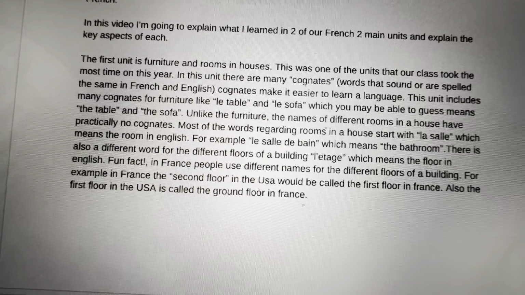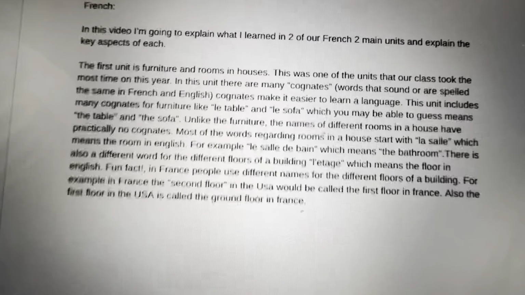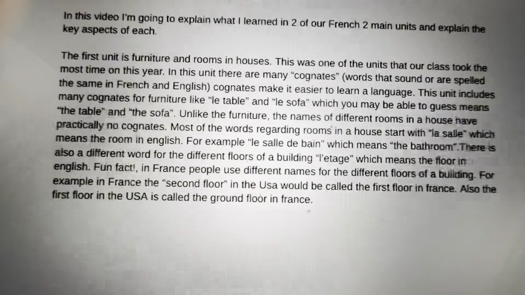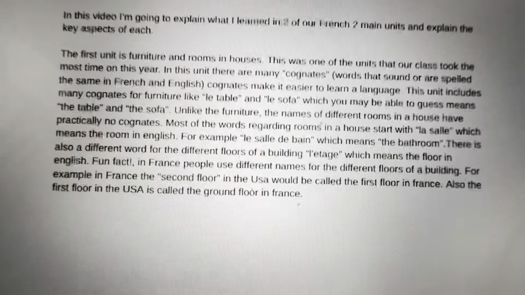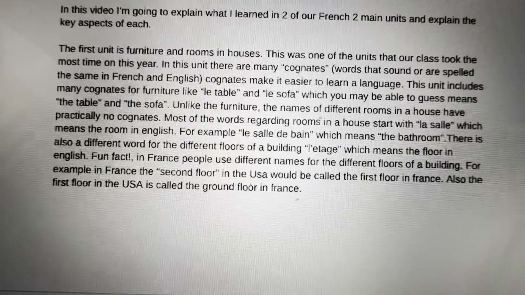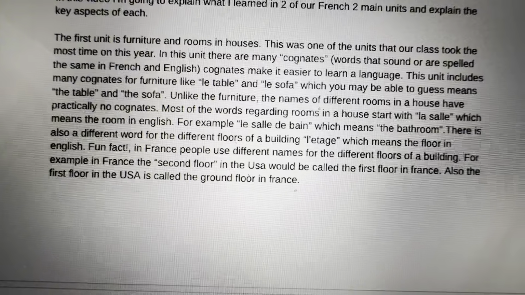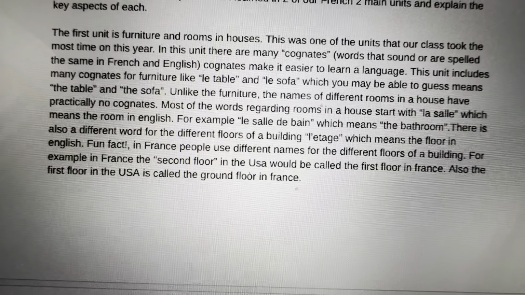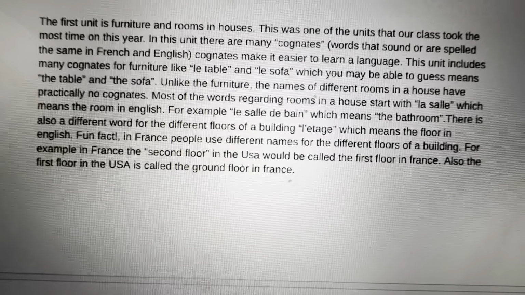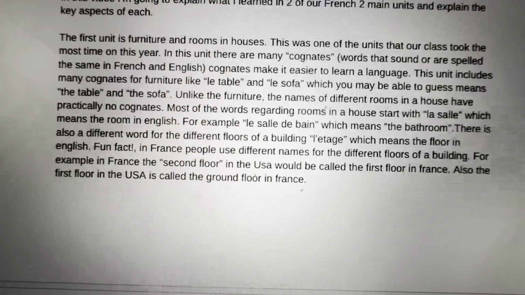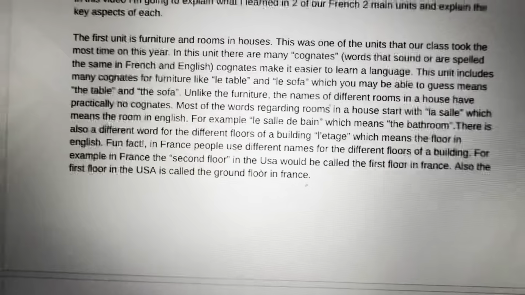In this unit, there are many cognates, which means words that sound or are spelled the same in French and English. Cognates make it easier to learn a language. This unit includes many cognates for furniture, like le table and le sofa, which you may be able to understand or guess means the table and the sofa.